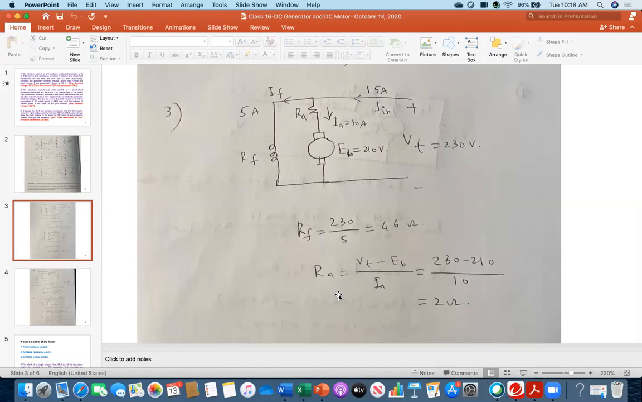And then RA, you will get from this equation, VT minus EB over IA. So VT is given as 230, EB is 210, IA is 10, so RA is 2 ohm.